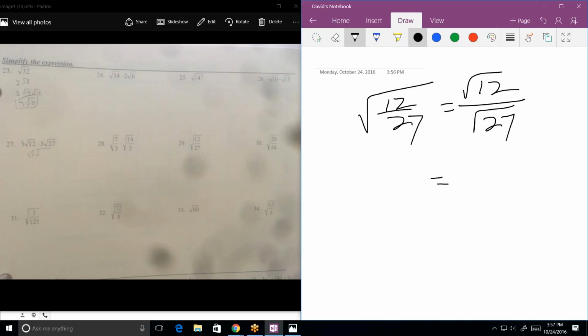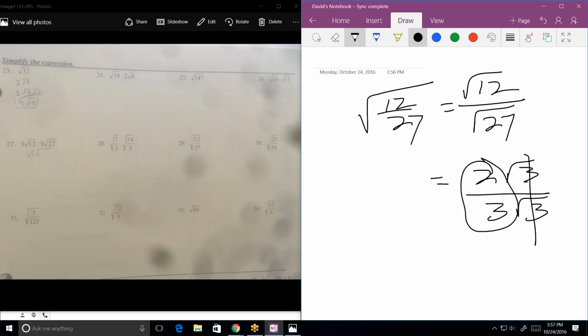If I break apart the top, what do I get? 4 and 3. So that's root 4 times root 3, or 2 root 3. If I break apart the bottom, what do I get? 3 root 3 at the bottom. And now the root 3's cancel, and you're left with that as an answer. 2/3.